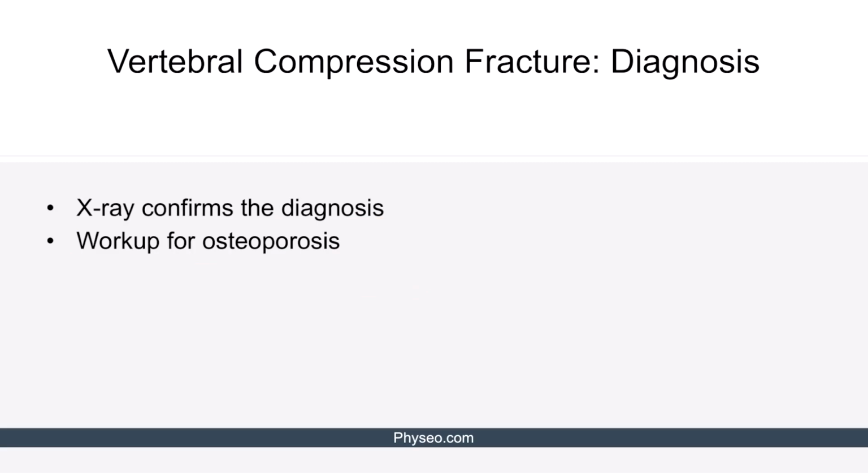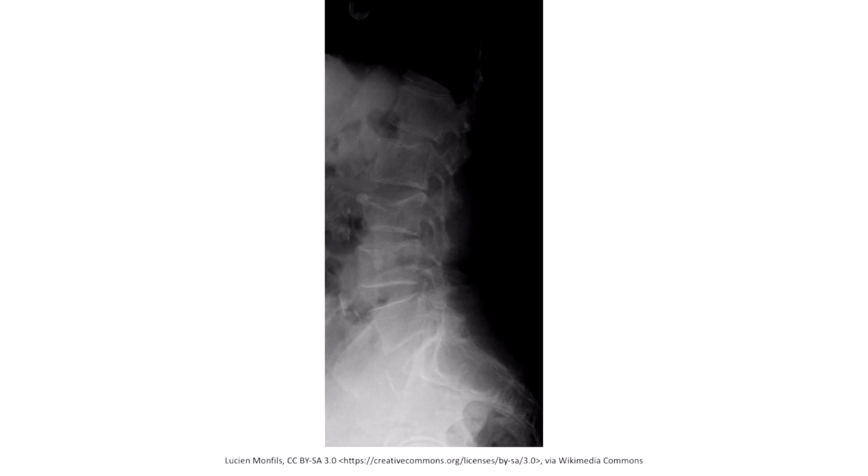Bony pathologies often rely on X-ray for confirmation of the diagnosis, and this is no exception. Also note that a vertebral compression fracture is not normal, even in an elderly individual. Thus, a workup for osteoporosis should also be undergone in these patients. This is an X-ray showing a compression fracture of the L3 vertebrae. Notice the way the bone seems to have almost fallen on itself.